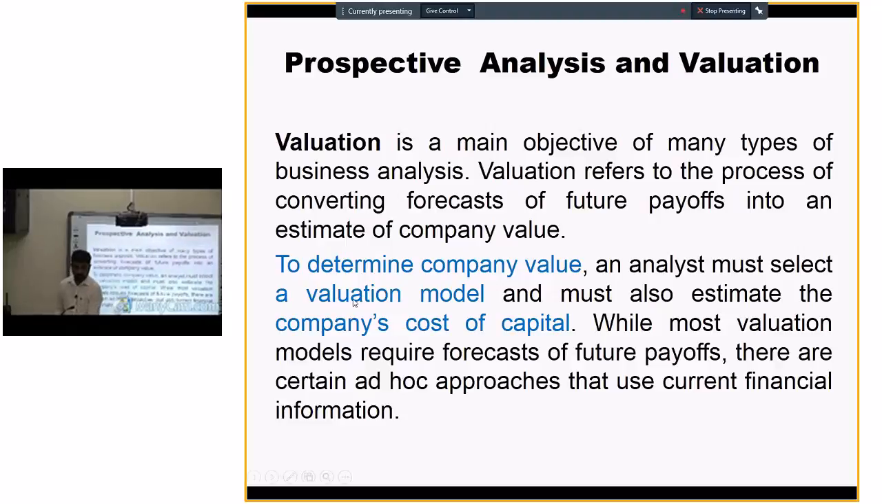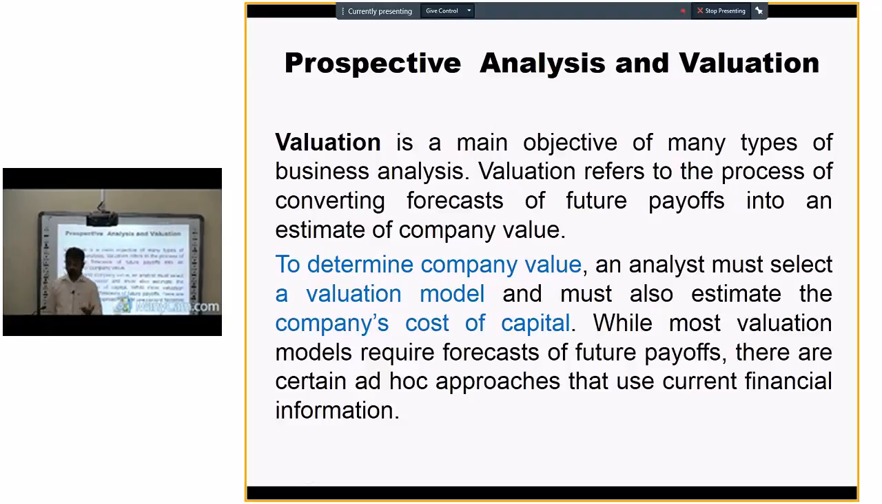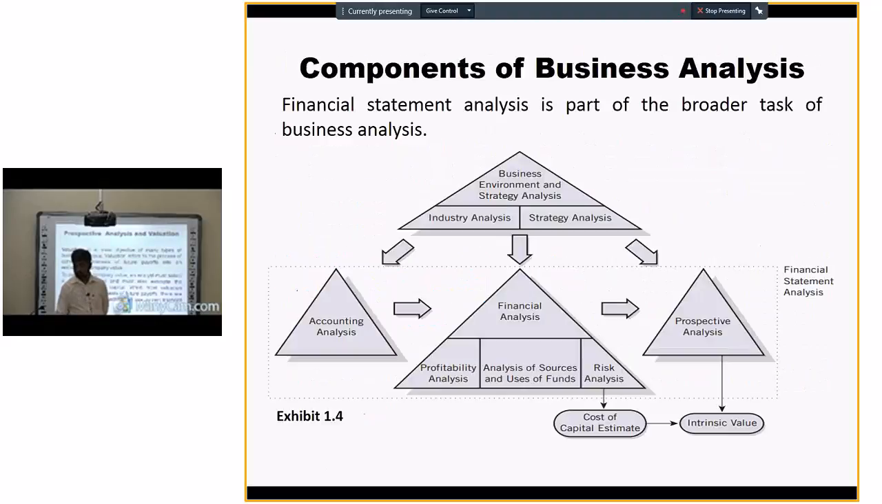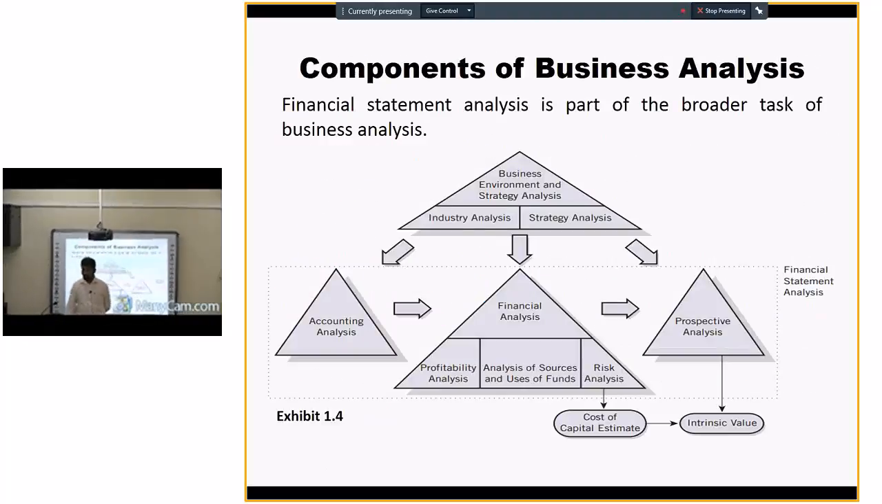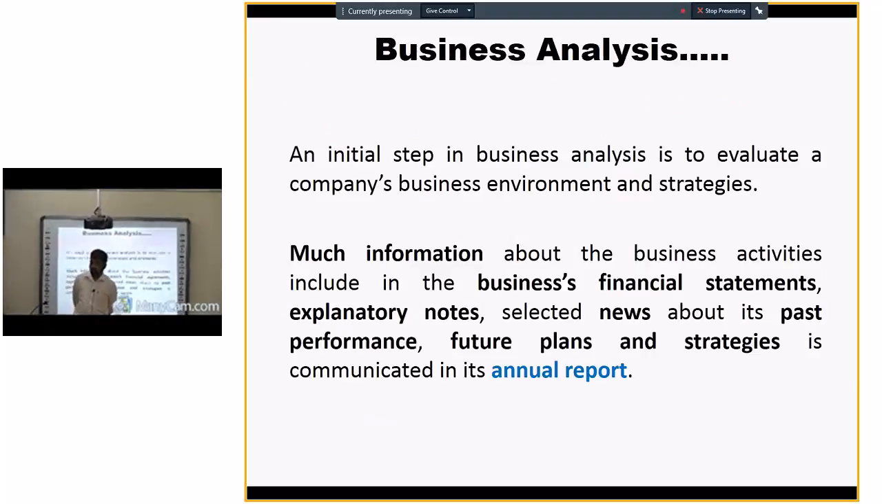Then the most important thing is to determine the future cash flows, that means future payoff, and cost of capital. While most valuation models require forecasts of future payoffs, there are certain ad hoc approaches that use current financial information. Right. Then if we can estimate or forecast future payoffs as well as cost of capital, then easily we can determine the intrinsic value.